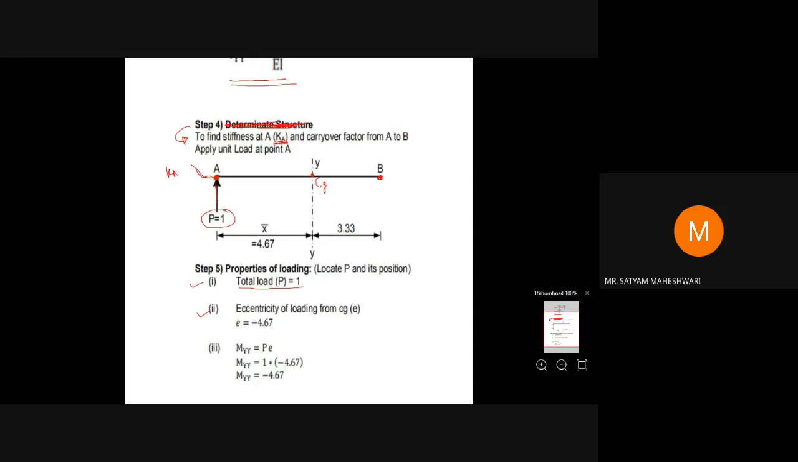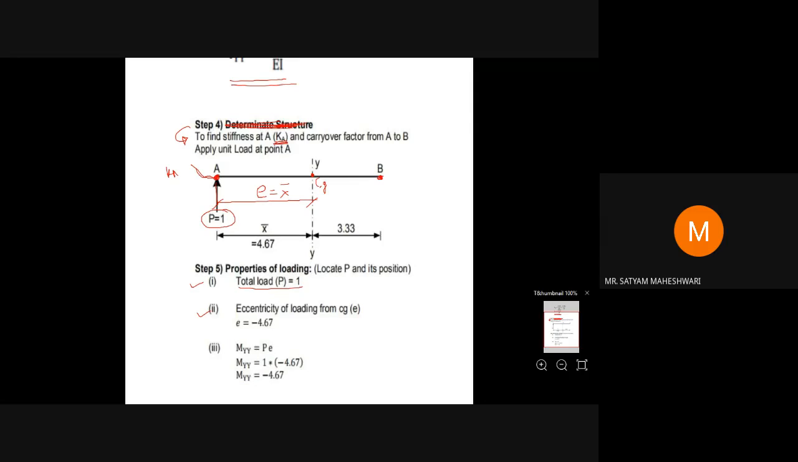So this is nothing but the eccentricity of this loading. This means P equal to 1, the eccentricity of this loading you have to find from the YY axis, which is nothing but E, and which is nothing but X bar, because we have applied the load at E.